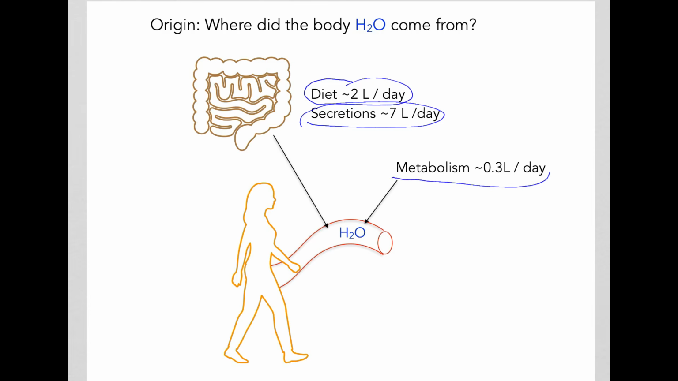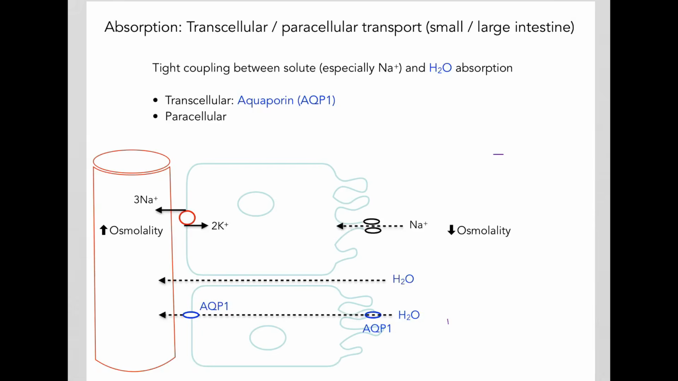Metabolism can give us a little bit of water, okay, about 0.3 liters per day. So this is where our body water can come from. So how is water absorbed in the GI tract? There is a transcellular pathway.